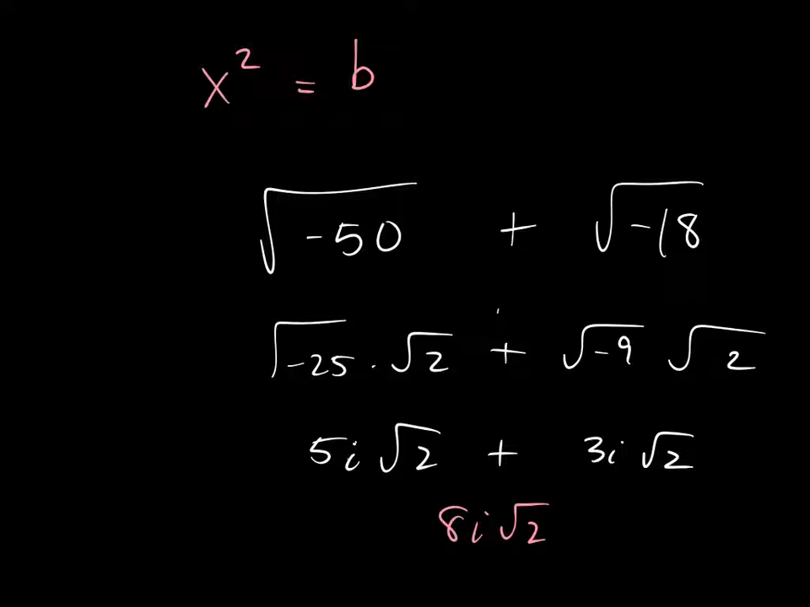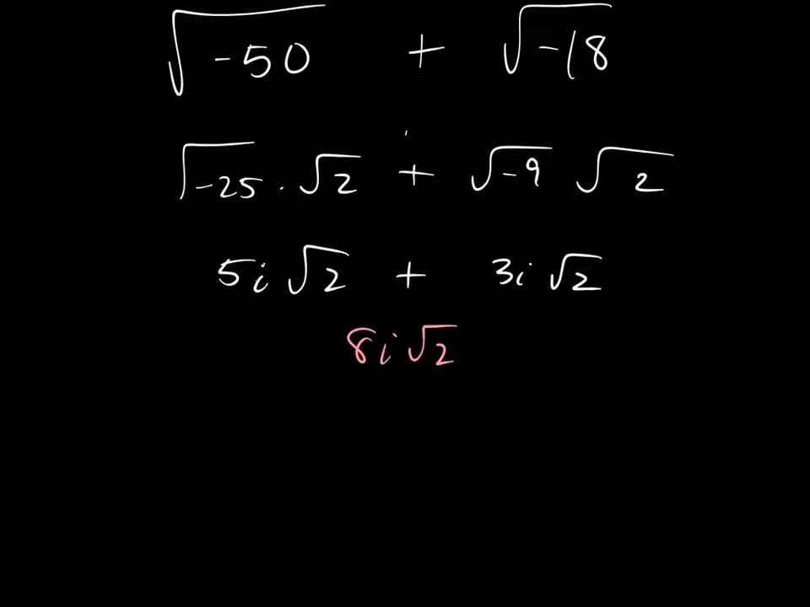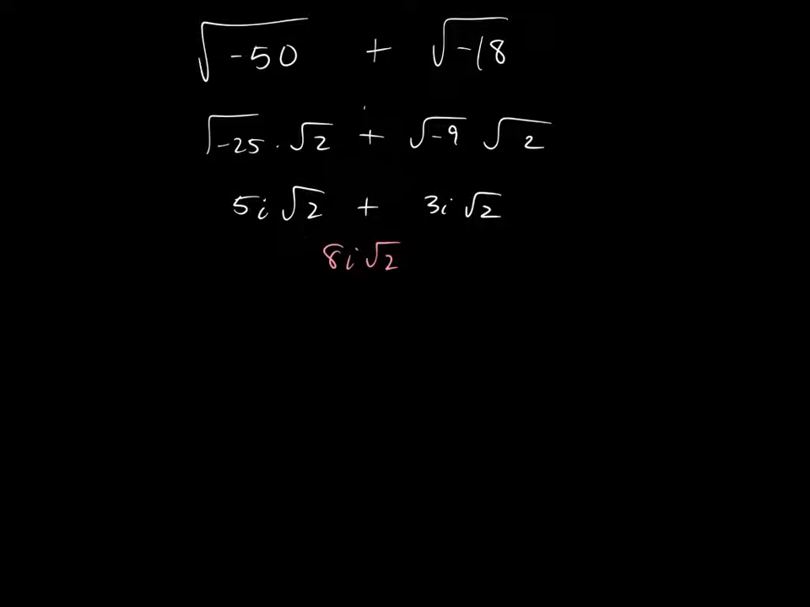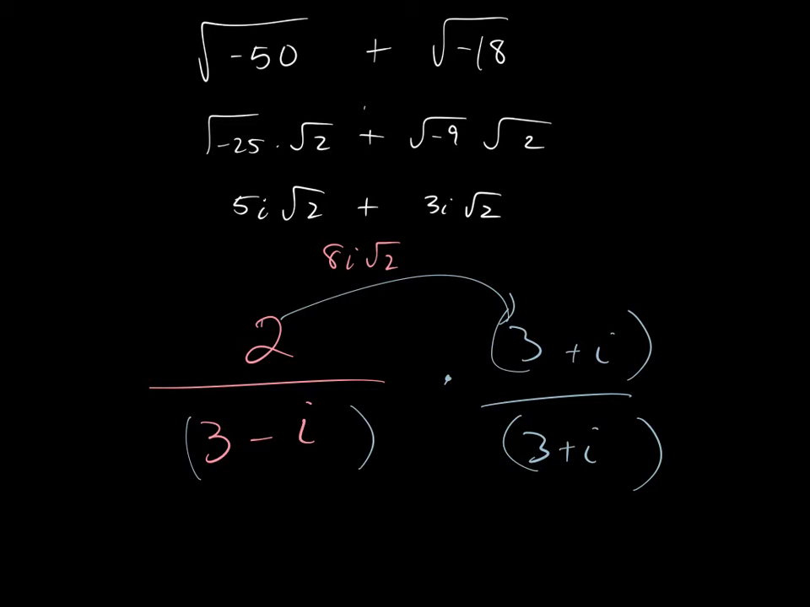Just operations with it. It could be operations where we're multiplying, so we have to remember there the binomial conjugates. Another one could look like, let's say, something like this. Then you have to multiply by 3 plus i over 3 plus i. This has to get distributed to both of these.